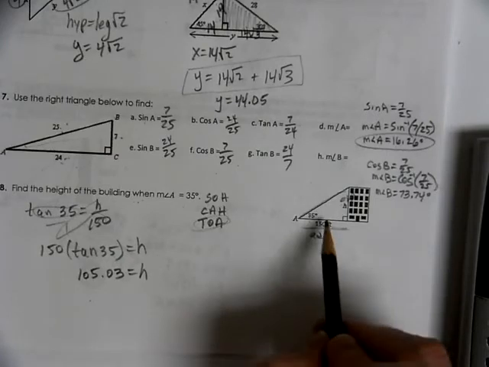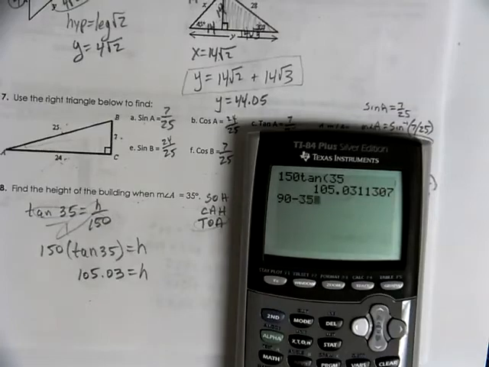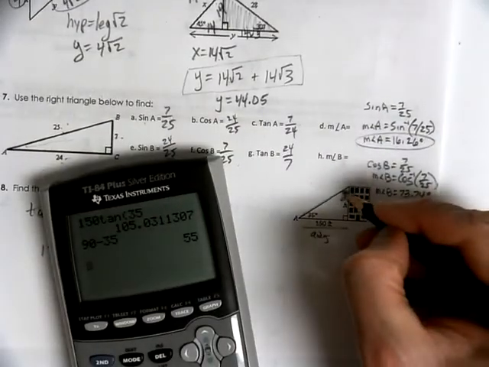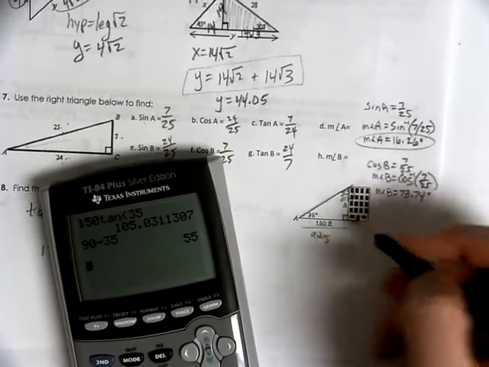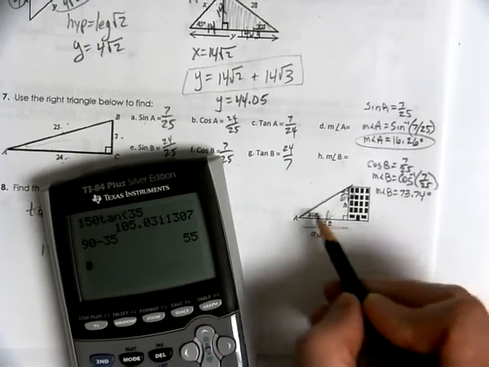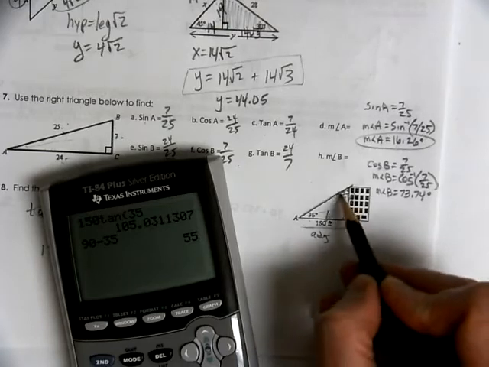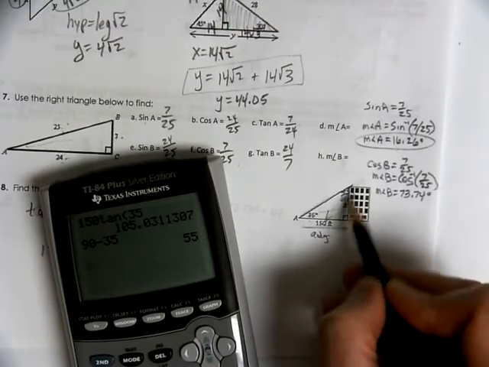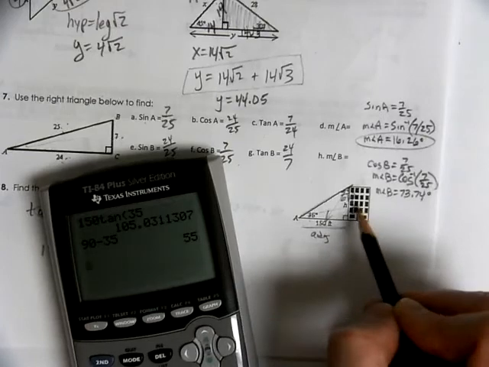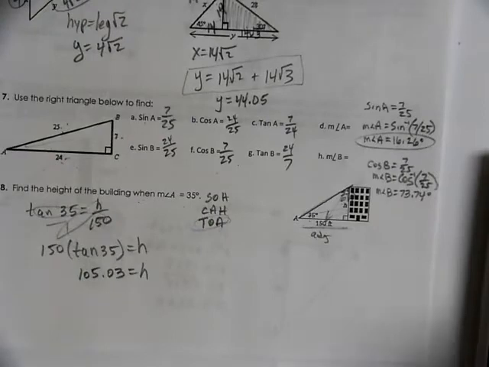See if that makes sense. This is 35 degrees. The other angle is going to be 55 degrees. Across from the 55 is a bigger number, so it has to be bigger than across from the 35. 35's not open as much, so it's not going to make quite as big of a side. So 105 is less than 150, so that makes sense. It's a reasonable answer. And these are feet. You always want your units.